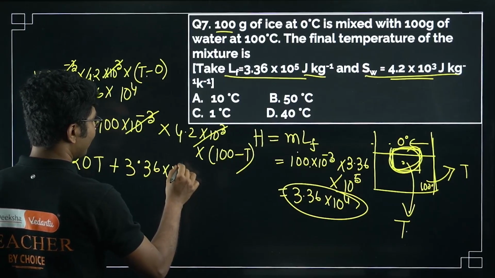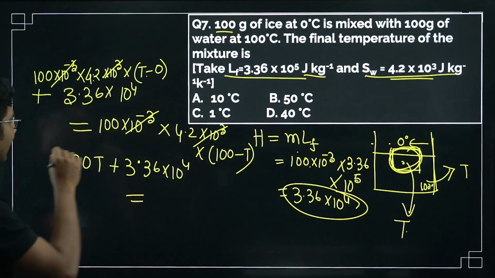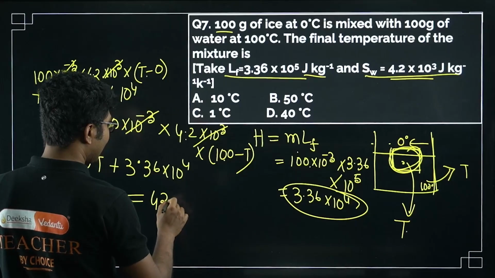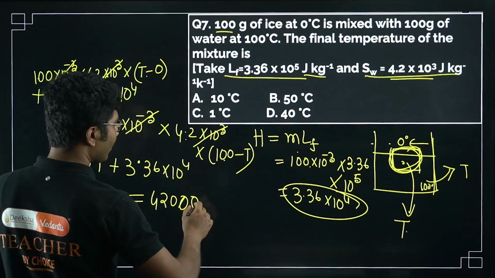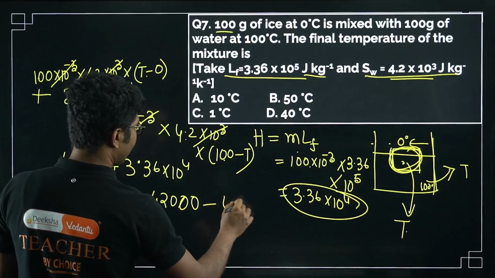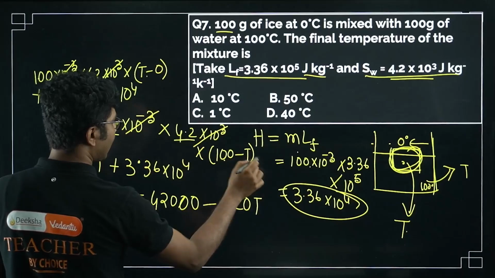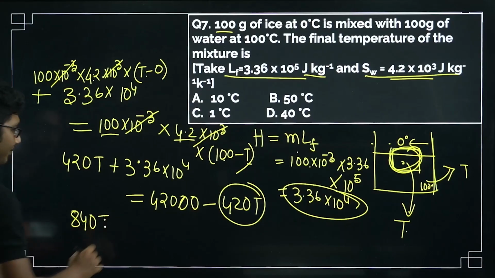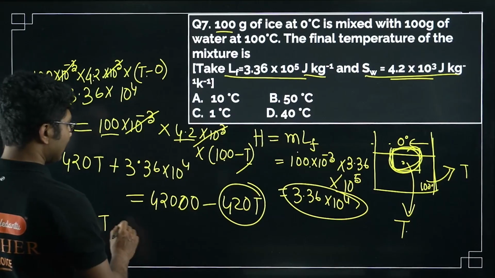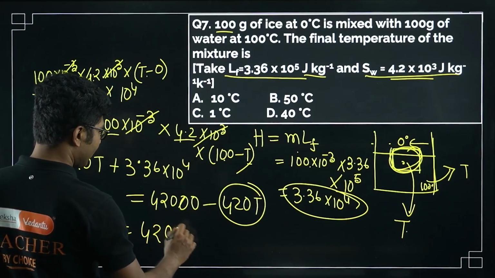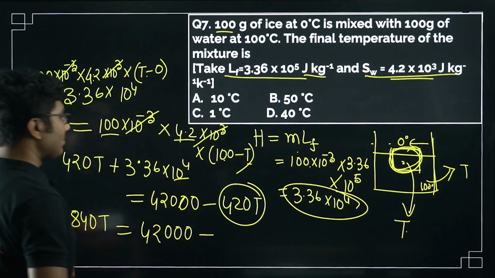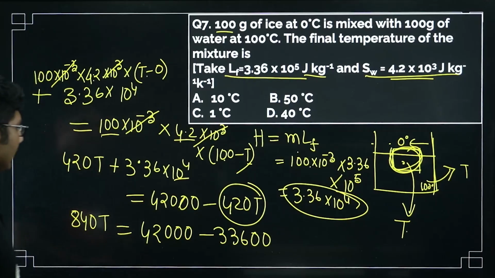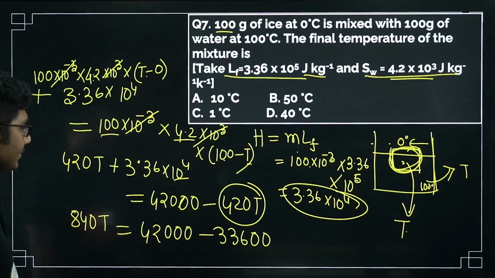So this is 420 T, plus 3.36 into 10 to the power of 4, and that should equal 100 into 4.2, that is 420 into 100, minus 420 T. Now we take this to the other side, so we get 840 T equals 42,000 minus 33,600. So we get 420 minus 336.